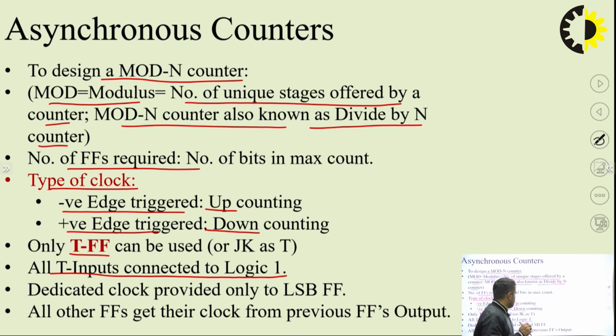So a dedicated clock is provided only to the LSB flip-flop. As we have discussed in the concept of asynchronous counter, the clock will be provided only to one of the flip-flops. And which flip-flop will it be? The flip-flop which will be generating the LSB of the counting, the least significant bit of the count. Then how are the other flip-flops going to get the clock? So the other flip-flops will get their clock from the previous flip-flop's output.